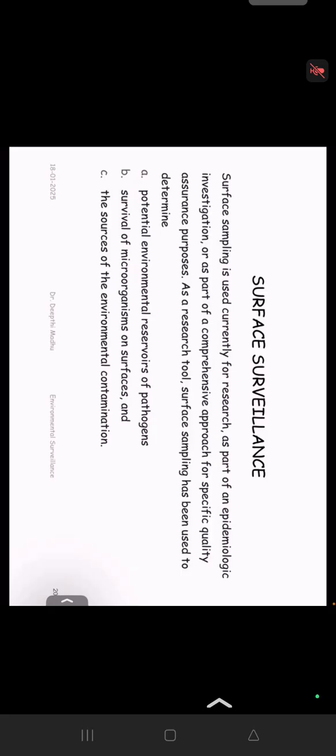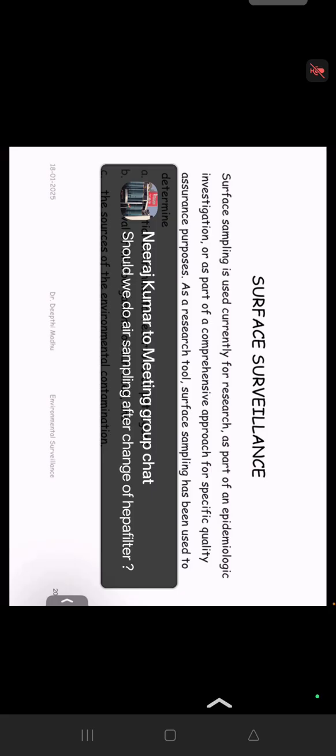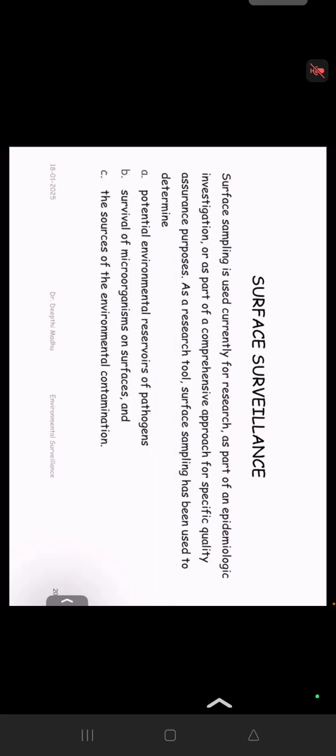Otherwise, please do not walk around with a swab stick of 10, 20 and send it every day to your microbiology lab. Surface sampling is used currently for research as part of an epidemiological investigation. If there is an MRSA outbreak, you're looking for MRSA. That is when you do a surface sampling. Or as part of a comprehensive approach for specific quality assurance purposes. As a research tool, surface sampling has been used to determine potential environmental reservoirs of pathogens, survival of microorganisms on surfaces, and sources of environmental contamination.